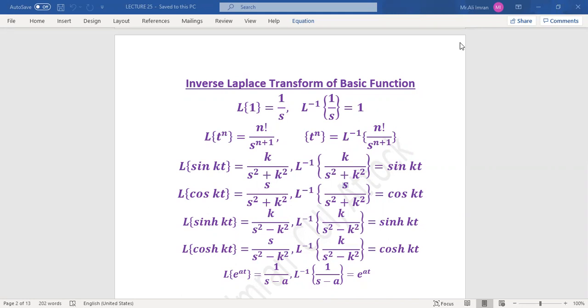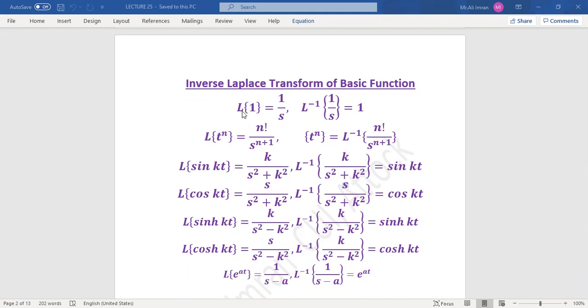In today's lecture, we will learn the inverse Laplace transform of the basic functions, and using Laplace transform, we will solve some first order and second order differential equations. So let's start today's lecture. Here, the basic inverse transforms are given.